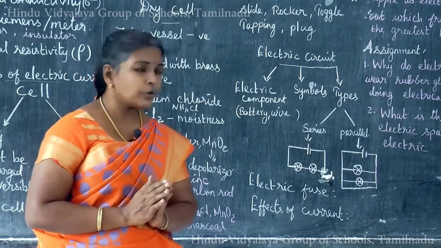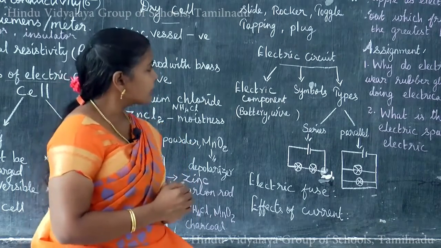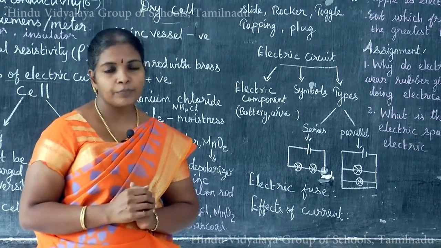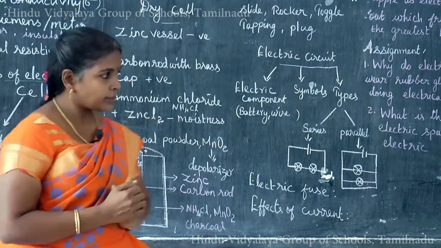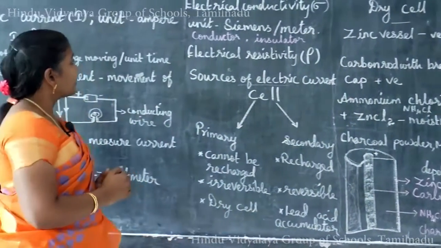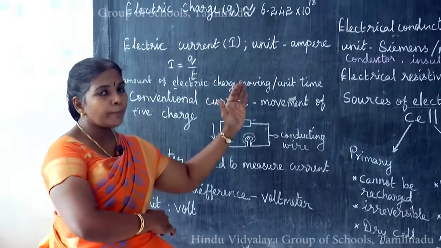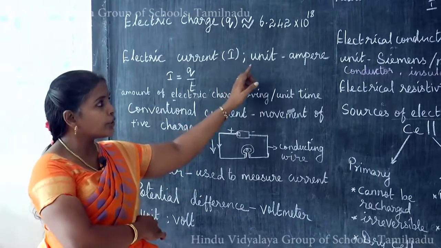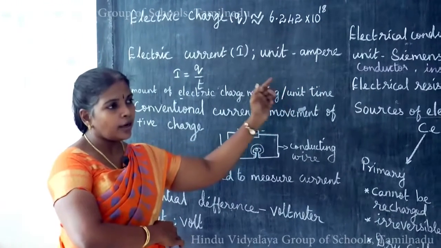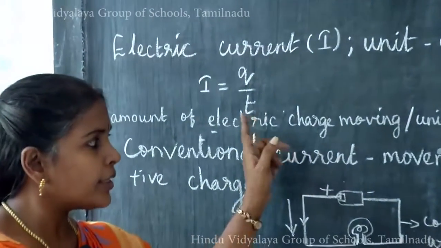Okay, till now you have learned many important terms and some definitions about a dry cell and electric circuit in this chapter. Let us recall once again. So, what is electric current? Electric current is the amount of electric charge moving per unit time, and what is the unit for electric current? That is ampere or coulomb per second. And what is the formula for electric current? That is I equal to Q by T.